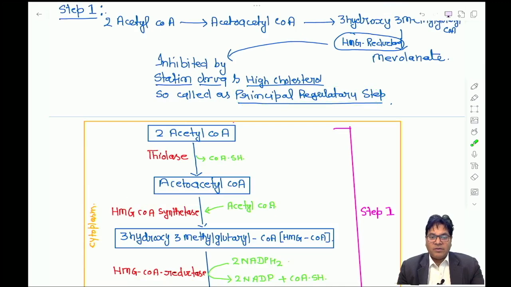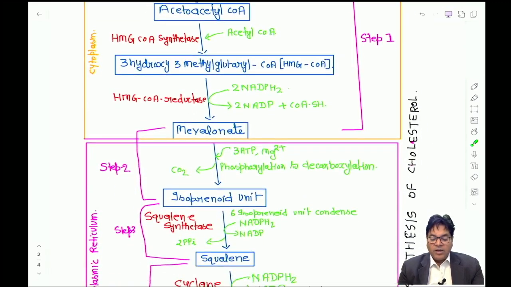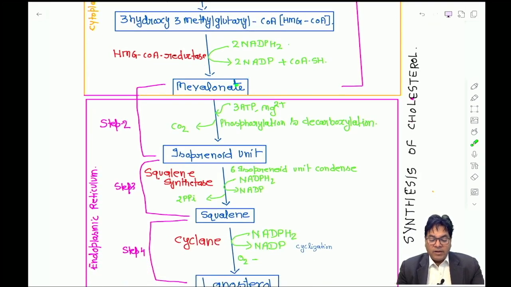Regulation takes place in the first step only because this first enzyme is inhibited by a high concentration of cholesterol and also by certain drugs like statins. They are responsible. Now further, this 3-hydroxy-3-methyl butyryl coenzyme A is converted into mevalonate. The enzyme is HMG coenzyme A reductase. Here, two molecules of NADPH2 are converted into two molecules of NADP, and coenzyme A-SH is removed. The mevalonate gets converted into isoprenoid units.